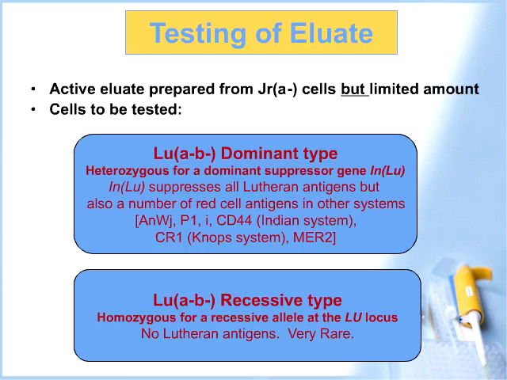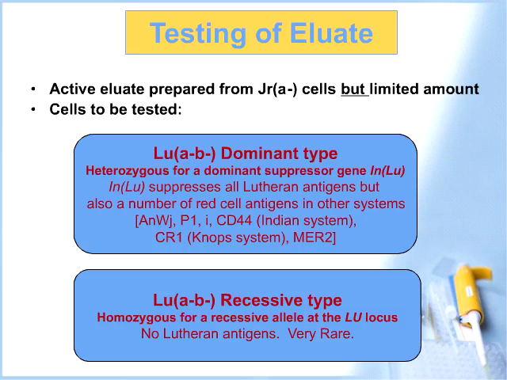So we went on to test the eluate. Again, we were limited because we had to make a very small amount, so we had to be very selective about the cells that we tested. And we decided that we needed to test the In(Lu) cells. These are the ones that I've already mentioned as being good indicator cells. They're the dominant type of Lutheran A neg, B neg, and they suppress all Lutheran antigens plus other antigens in different systems that are highlighted there.